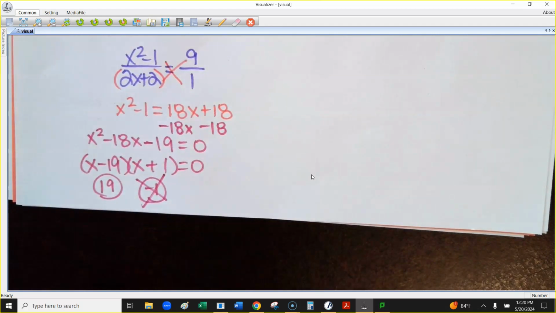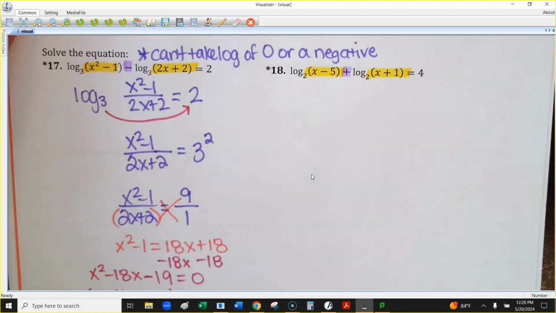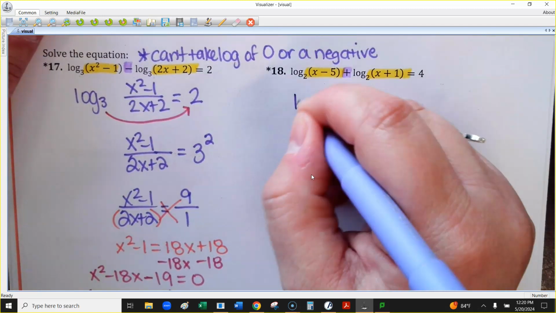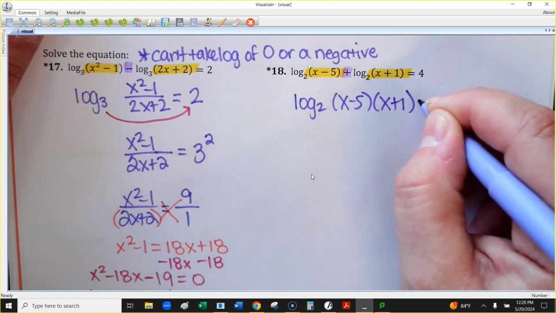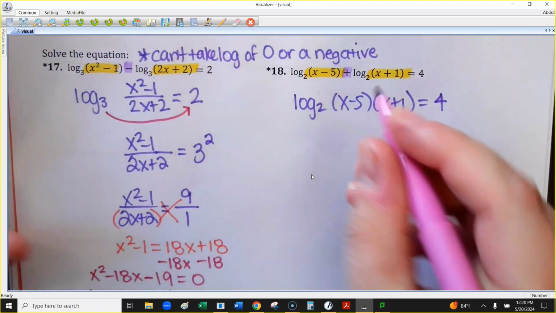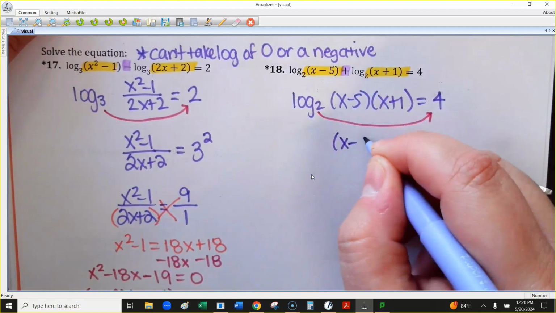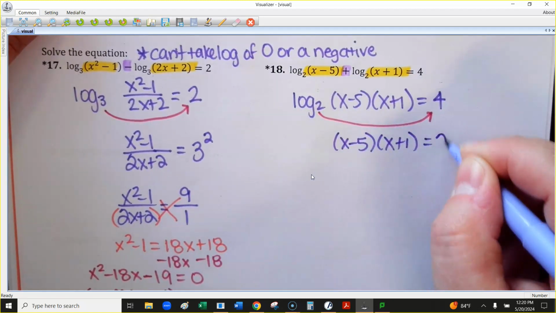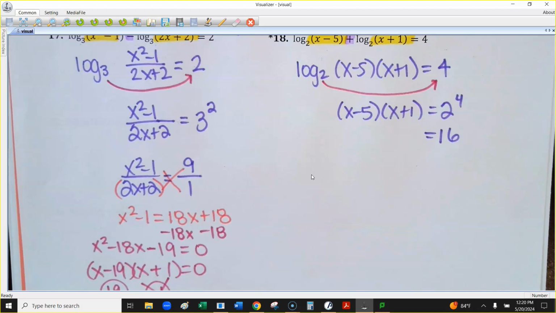The other question we're going to do here real quick is very similar, but this is addition instead of subtraction. So if we scrunch these guys together, you got log base 2, you got x minus 5 times x plus 1 is really the only difference. Instead of dividing, we're just going to multiply the two together when I write it as a single log. We're going to get rid of the log the same way. We're going to change this to an exponential. The 2 base of the log pushes that 4 up in the air to be the exponent. So this is going to be 2 to the 4th, which is just 16. It's just a number. You can use your calculator to figure it out if you don't know it off the top of your head. That's fine.